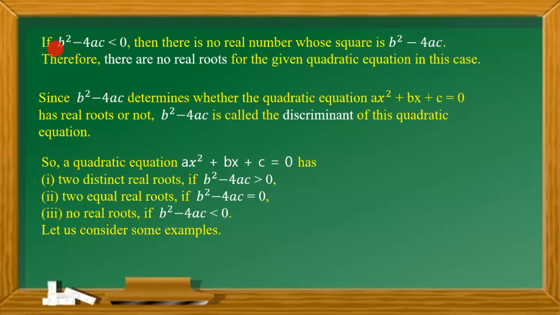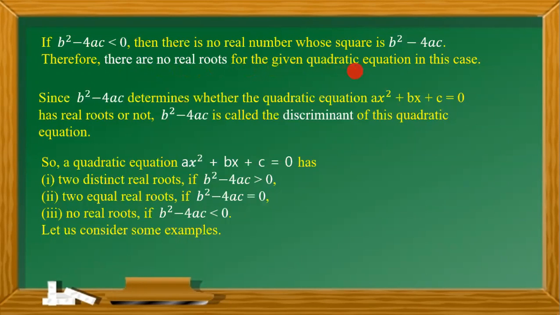Third case, if b² − 4ac is less than 0, that is negative, then there is no real number whose square is b² − 4ac. Therefore, in this case, there are no real roots.